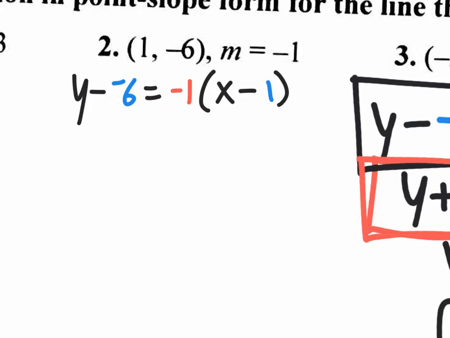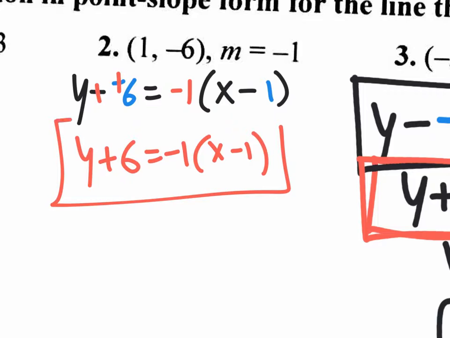So again, I plugged in my point, x1, y1, in the blue, plugged in my m in red, and the only thing you could do to make this look nicer in point-slope form is change the plus plus. So y plus 6 equals negative 1, parentheses, x minus 1. That's your final answer in point-slope form. Now, if they asked you to change it to slope-intercept, you'd have to distribute the negative 1, move the 6 over to the other side, get y by itself. But they're asking for point-slope, and that's about it.